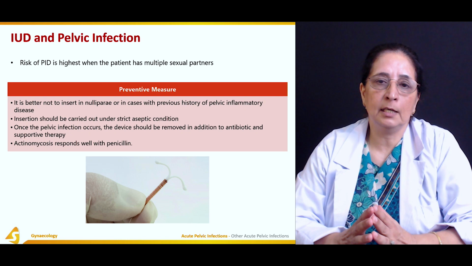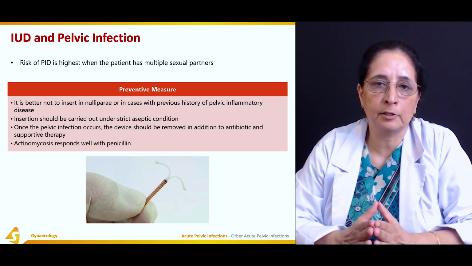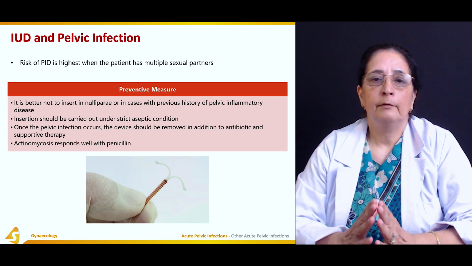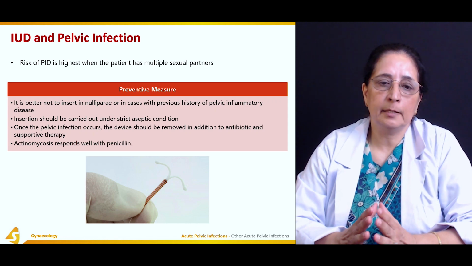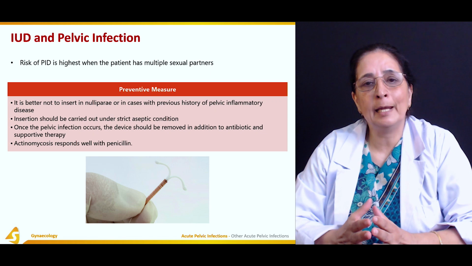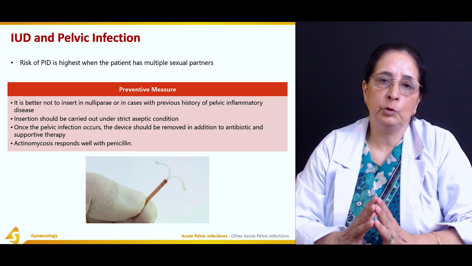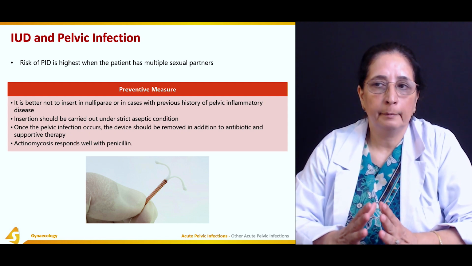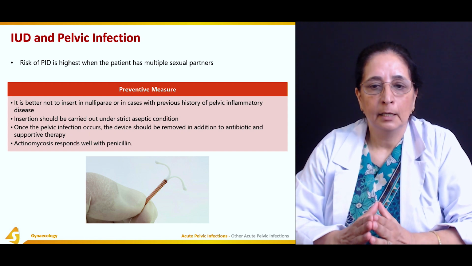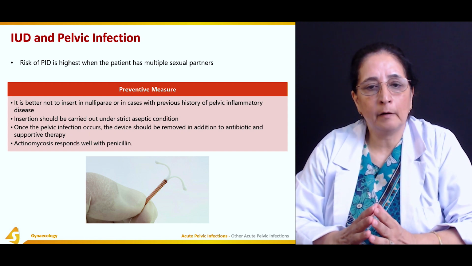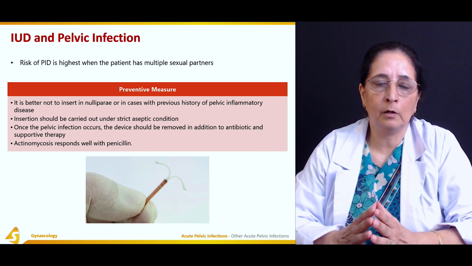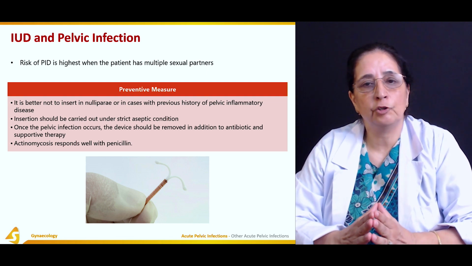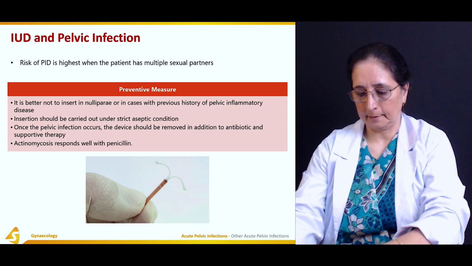If infection is suspected or present after insertion of an IUD, it should always be removed and treated with antibiotic, and if the condition improves, then the IUD can later be reinserted, but it's better to go to other methods of contraception once the IUD has caused pelvic inflammatory disease. It should not be inserted in nulliparous women. Nulliparous women are women who have never been pregnant or never delivered, and it should not be inserted with a previous history of pelvic inflammatory disease.